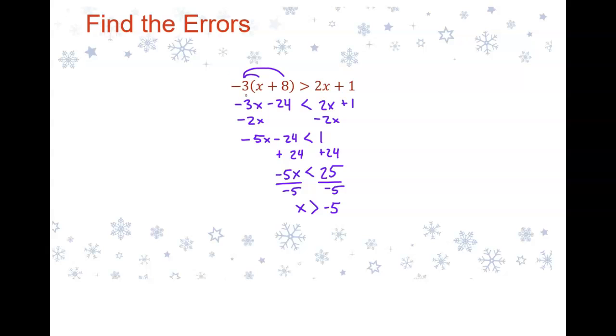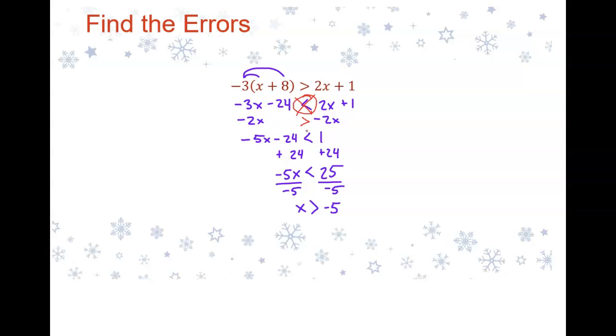Now we did multiply by a -3 on that distribution, but remember, we don't flip the sign for distribution. We only flip the sign when we multiply both sides. Distribution is just simplifying a side. In order to flip the sign, it needs to affect both sides. So this is wrong. This should not be flipped. This should be back the other direction.